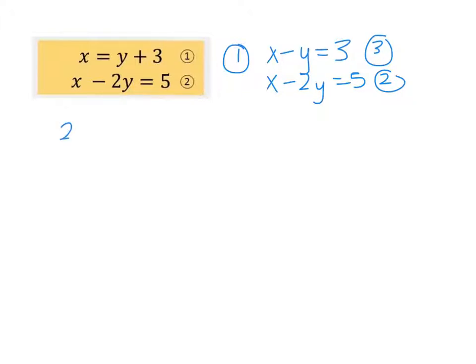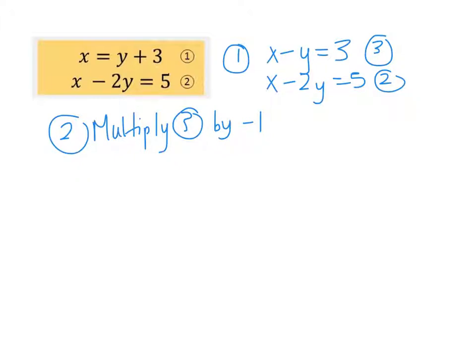Now our next step in the process of elimination is to see if there's anywhere that we can add these together to eliminate a variable. And in this case, what I've decided to do, and there are other ways to do this, this is the way that I decided to go with. I'm going to multiply equation 3 by -1, and then I'm going to add it to equation 2.